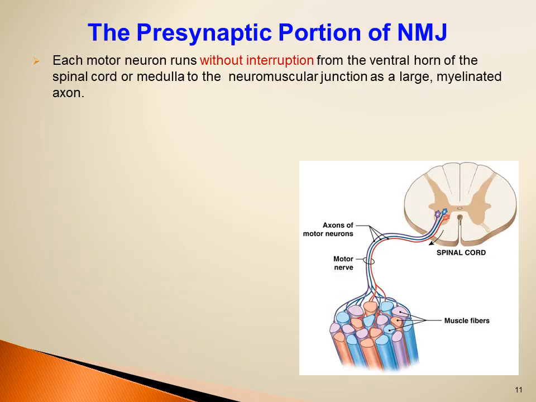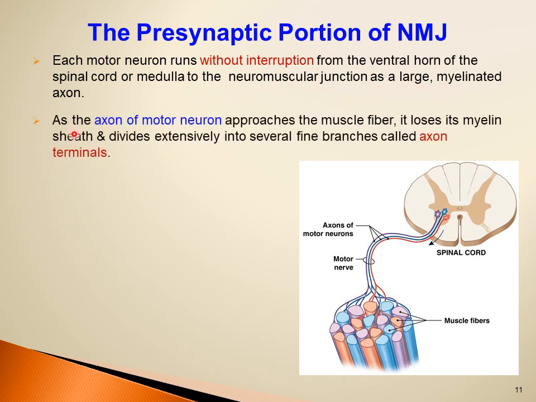So each motor neuron runs without interruption from the ventral horn of the spinal cord or medulla to the neuromuscular junction as a large myelinated axon. As the axon of the motor neuron approaches the muscle fiber, it loses its myelin sheath and divides extensively into several fine branches called axon terminals, as we can see here.